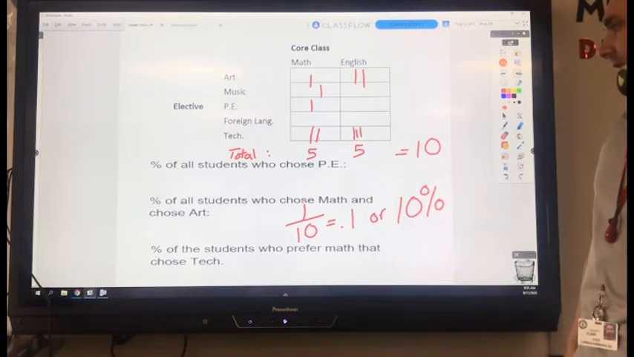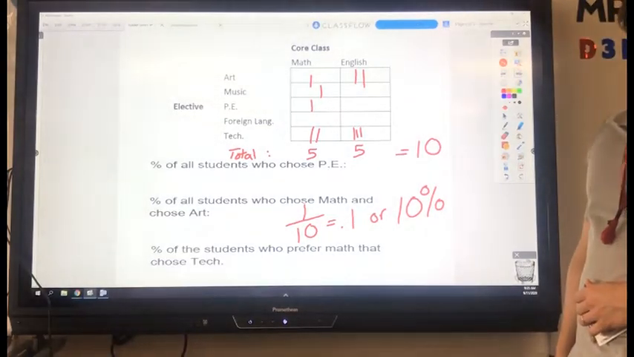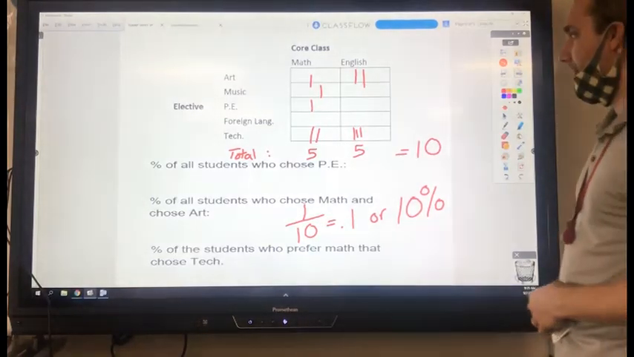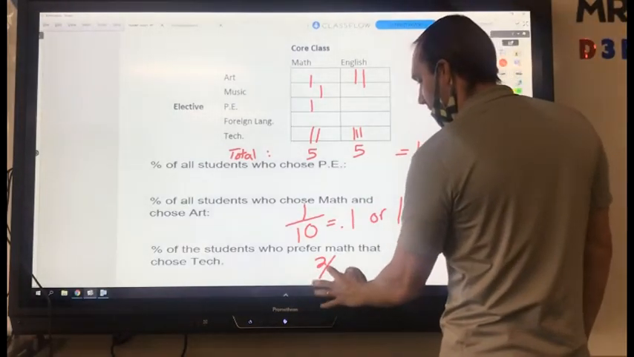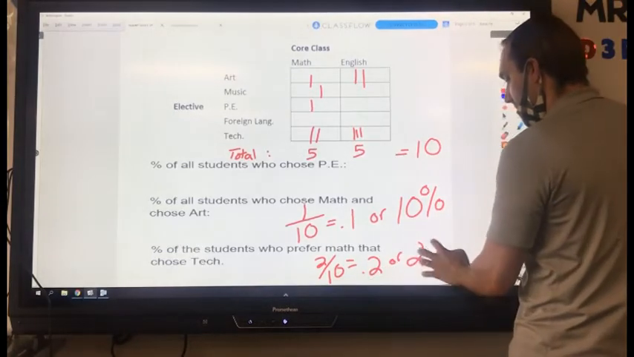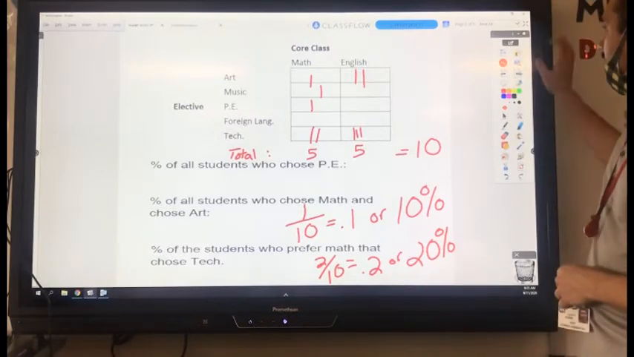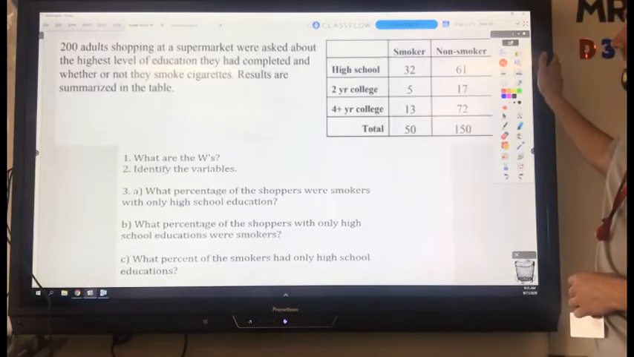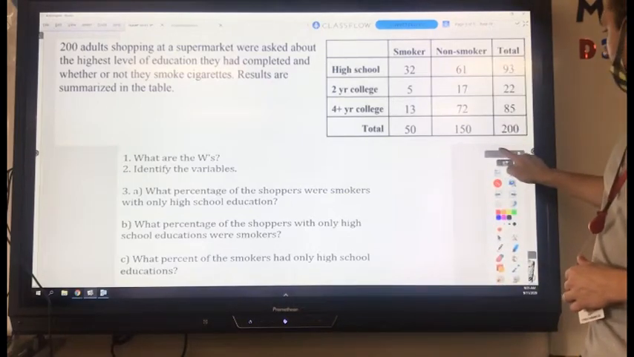And then let's see. Percentage of students who prefer math that chose tech. 20. Very good. Because how many chose math and tech? 2, right? That's 2 over our total 10 equals 0.2 or 20%. Very nice. Let's look at this one. Move this down.